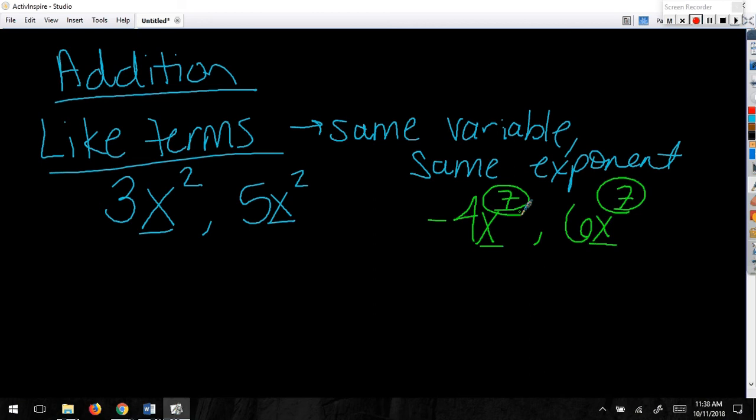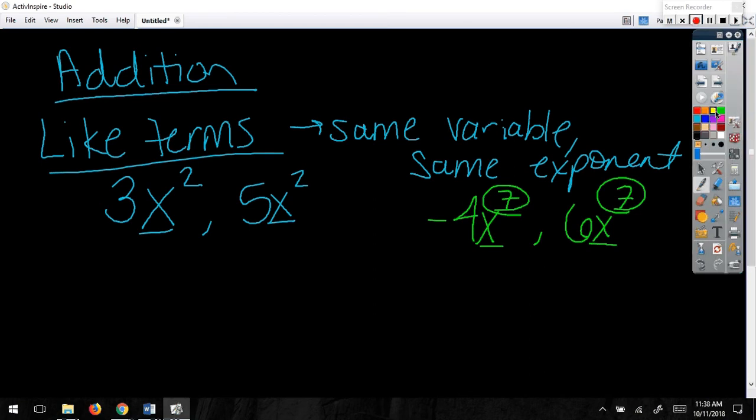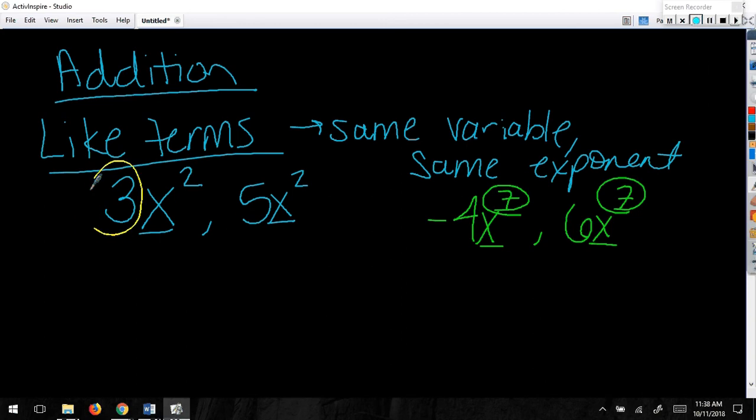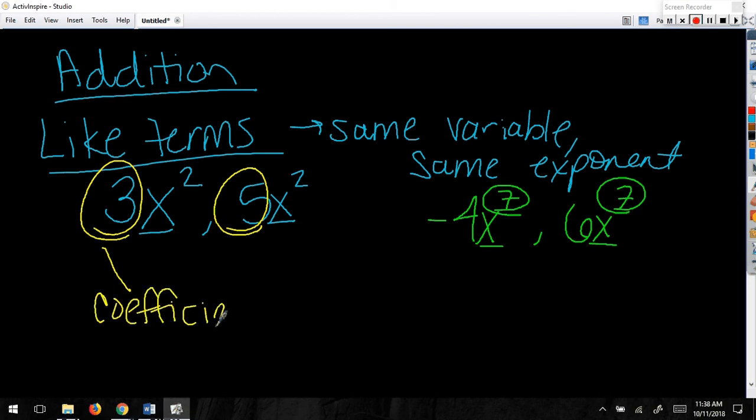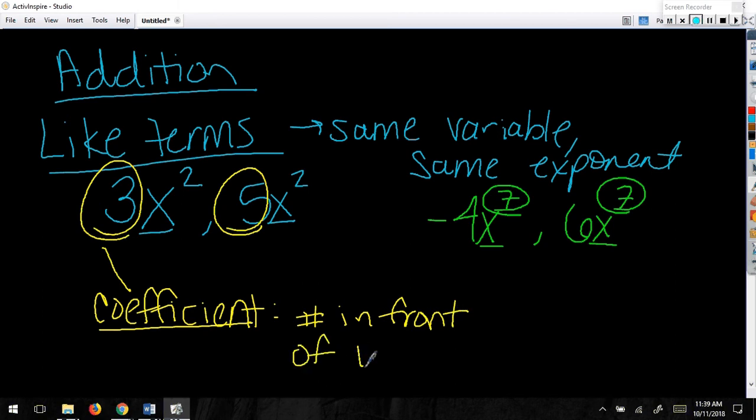The other definition that you need to be aware of before we really get into adding polynomials is what this number right here in front is called. That's called the coefficient. Okay, so the coefficient is the number that sits in front of the variable. Remember, if there's not one there, I hope you can remember what's supposed to be there. For example, if I just had x to the third, that coefficient would be an imaginary 1 there, okay?